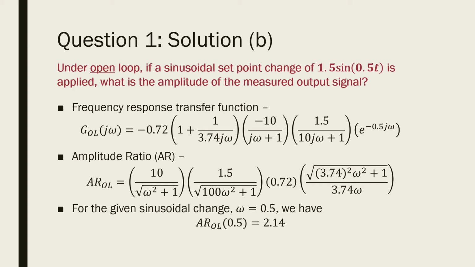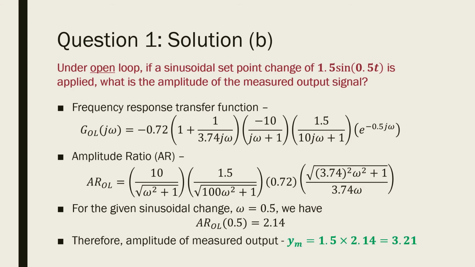Amplitude ratio is the ratio of amplitudes of output to input signals, and therefore the amplitude of the output signal is given by the amplitude of the input signal times the amplitude ratio of the open loop at the input signal frequency, and is calculated to be 3.21.